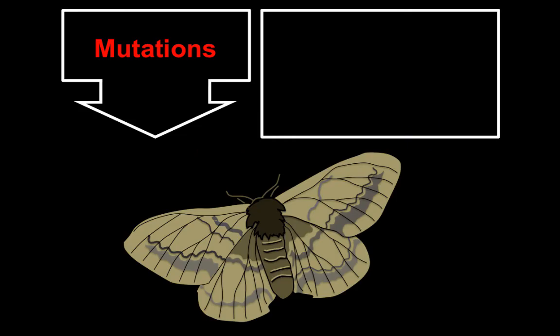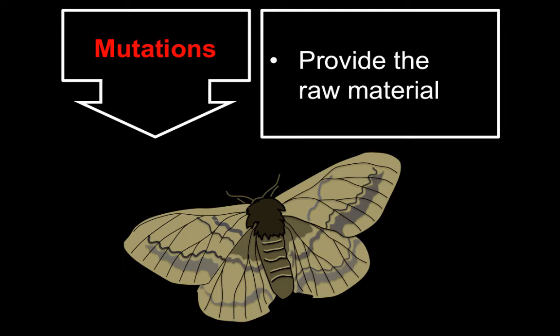All right, so now let's look at how evolution actually works. The first step is we have to have mutations, because mutations are what provide the actual raw material for evolution. They provide these new alleles. All right, so here's an example.